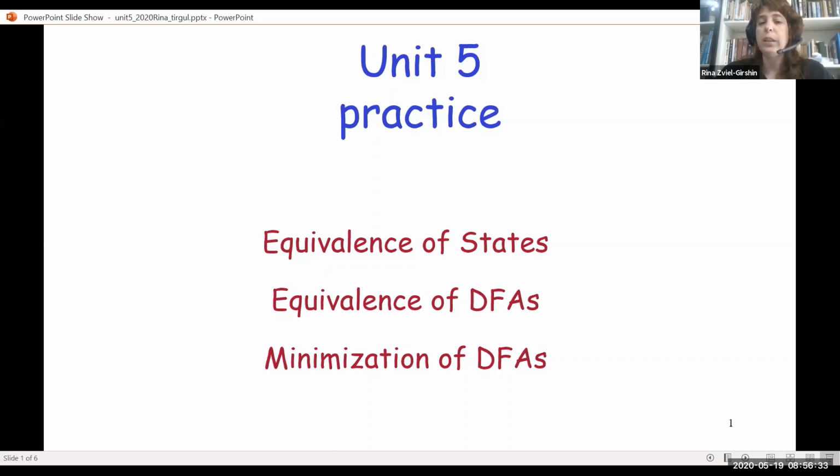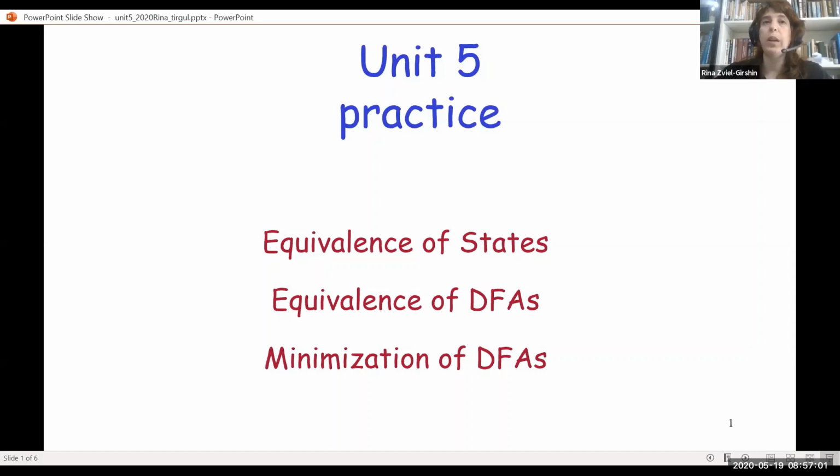During the lecture, I defined what equivalent states are. Sometimes we have 2 different states in the automaton that can actually be merged, united into one state, because we can't find a separation word. The additional definition that I gave is the separation word.